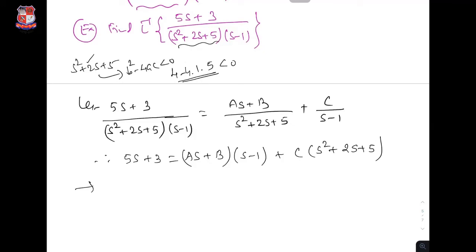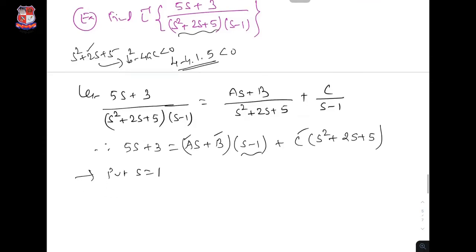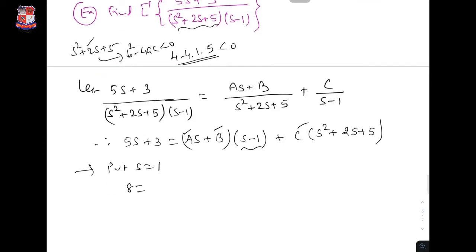Now we need to find out the value of a, b and c. First of all, we can put s equal to 1. Then here it is 8, and here it is 1 plus 2 plus 5. So this is 8c, and therefore c equals 1.